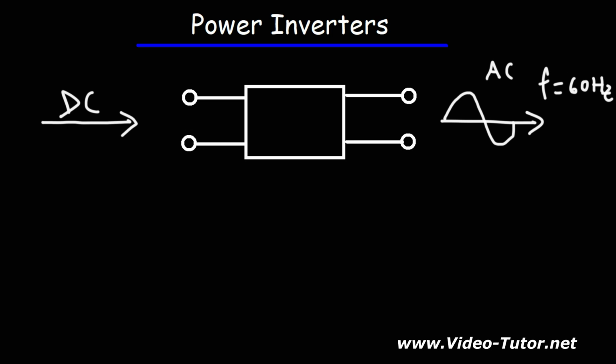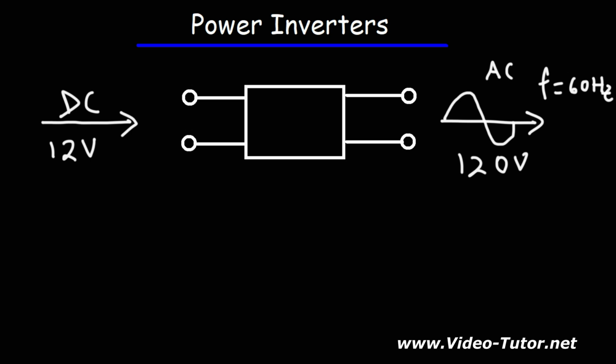Now, most inverters out there will take an input of 12 volts DC and convert it to an AC output of 120 volts. Now, I have seen inverters that will generate an output of 110 volts, so you need to look at each product, but the standard is usually 120.